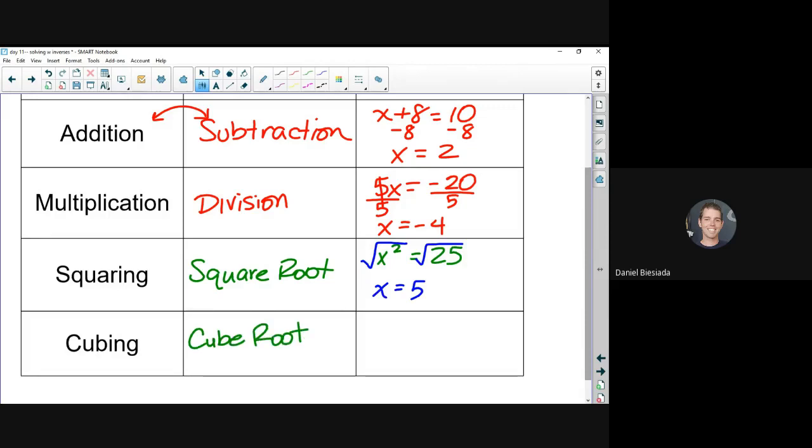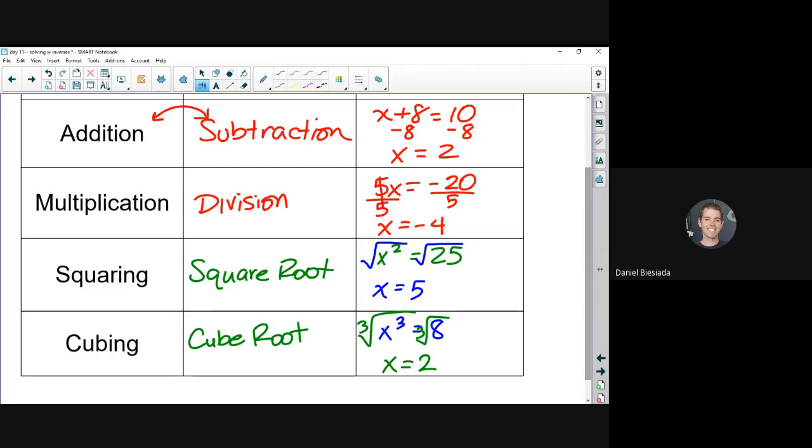Now, most people have heard of square roots before, not as many have heard of cube roots. Well, let's say we had x cubed equals 8. The inverse of cubing would be taking a cube root. That looks exactly like a square root, but we put a small 3 there. And when we're taking a cube root, the question is, what number times itself 3 times gives me 8? And that gives me x equals 2.